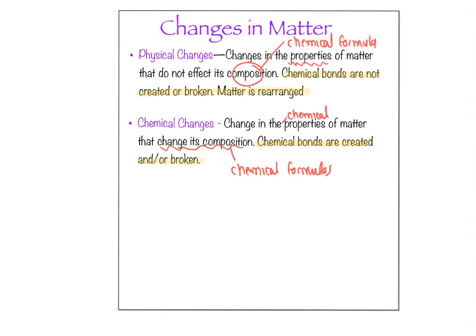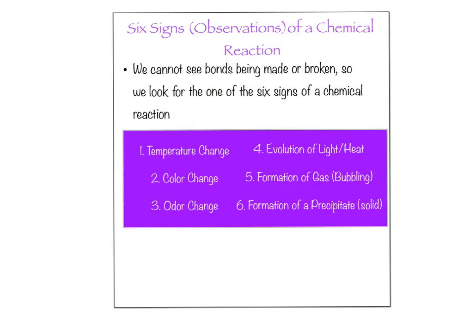Okay? I want you to move away from your middle school definition. For physical changes, we do not create or break bonds. For chemical changes, bonds are created and/or broken. So I could be making bonds, breaking bonds, or some combination of both, but that has to happen for it to be a chemical change.